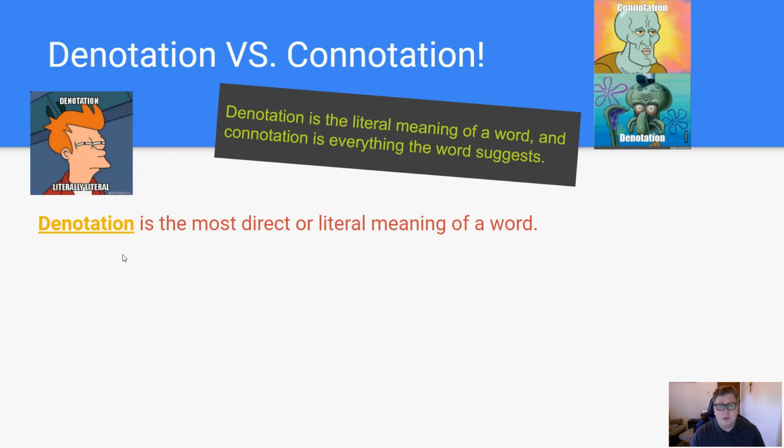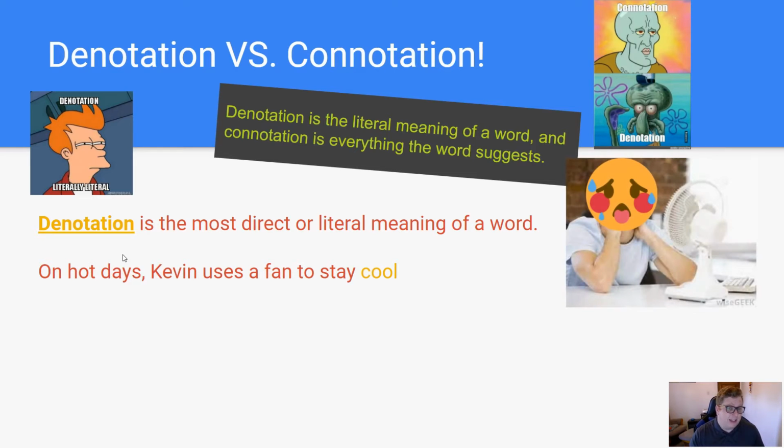Denotation is the most direct or literal meaning of a word. Here's an example. Take a look at the word cool and what the denotation is. On hot days, Kevin uses a fan to stay cool. I am saying that Kevin literally uses a fan to stay cool. He doesn't want to be hot. He wants to be cool.